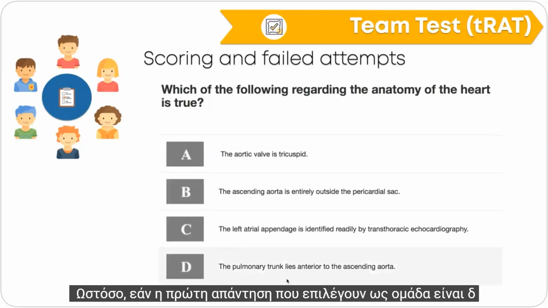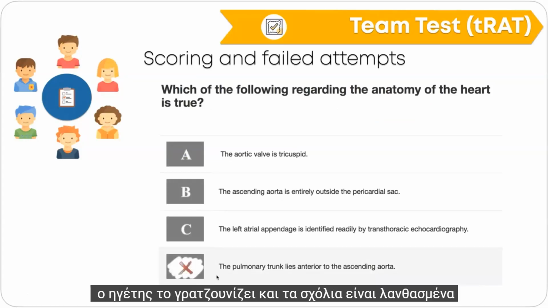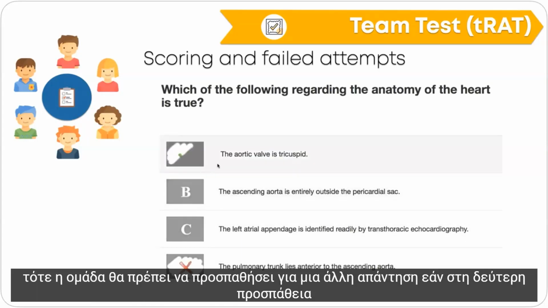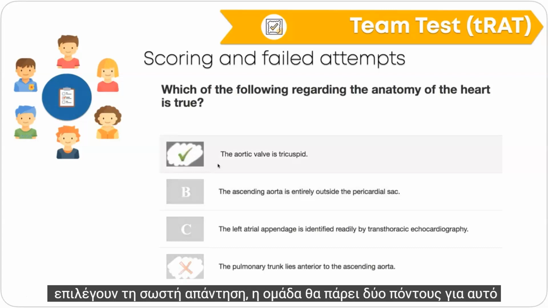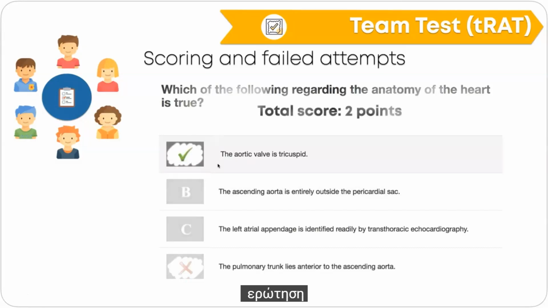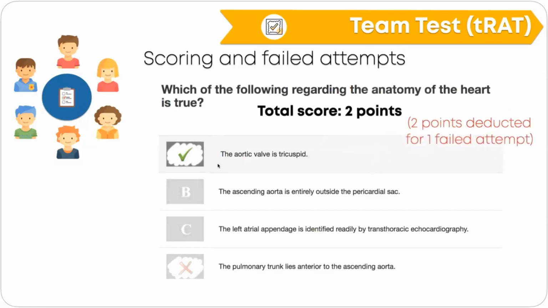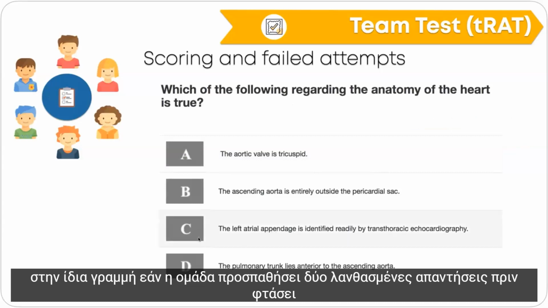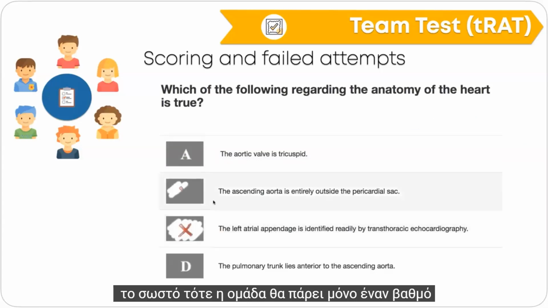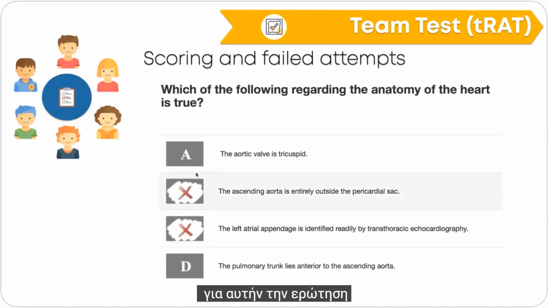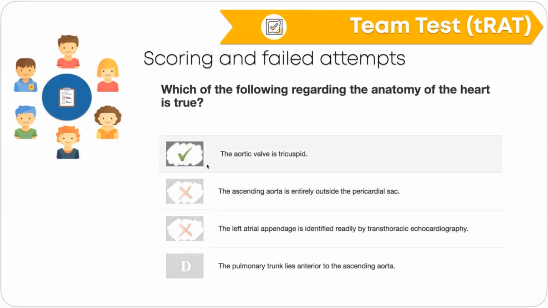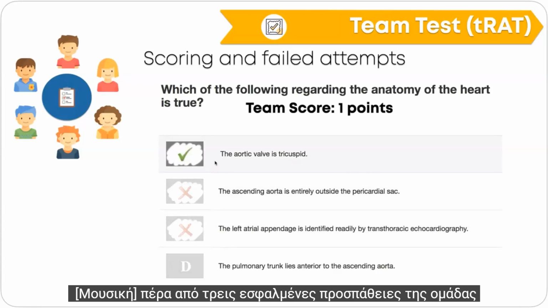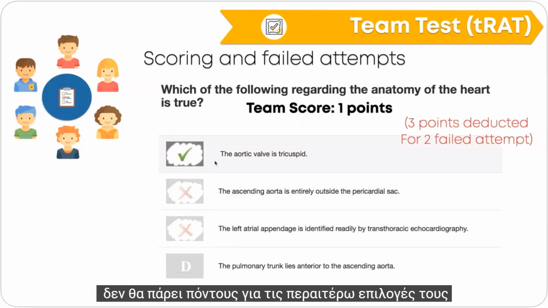However, if the first answer they choose as a team is D, the leader scratches it and the feedback's incorrect, then the team will need to try for another answer. If on their second attempt they choose the correct answer, the team will get 2 points for this question. In the same line, if the team attempts 2 incorrect answers before reaching the correct one, then the team will only get 1 point for this question. Beyond 3 incorrect attempts, the team will get no points for their further selections.